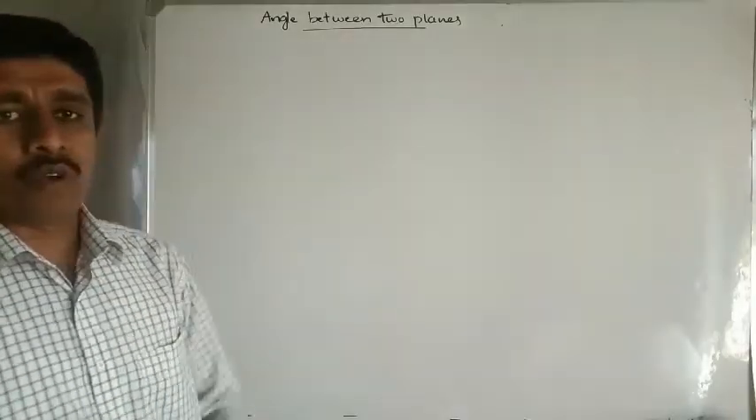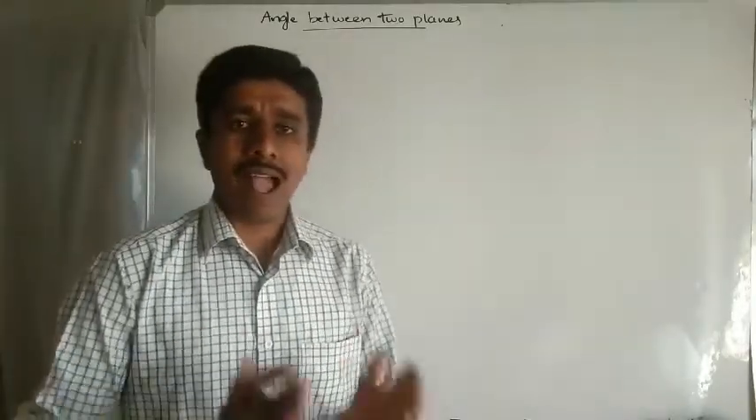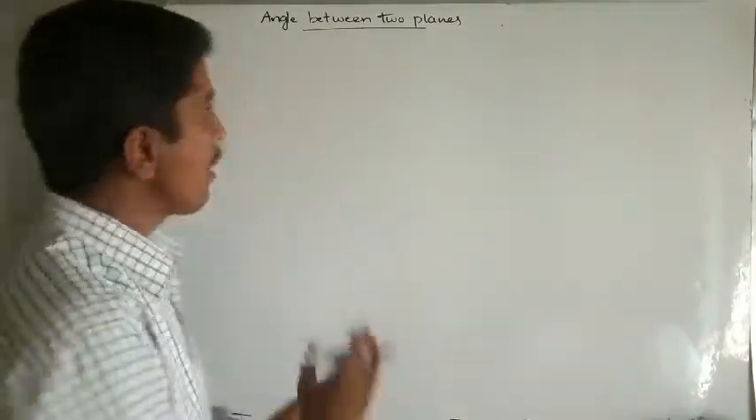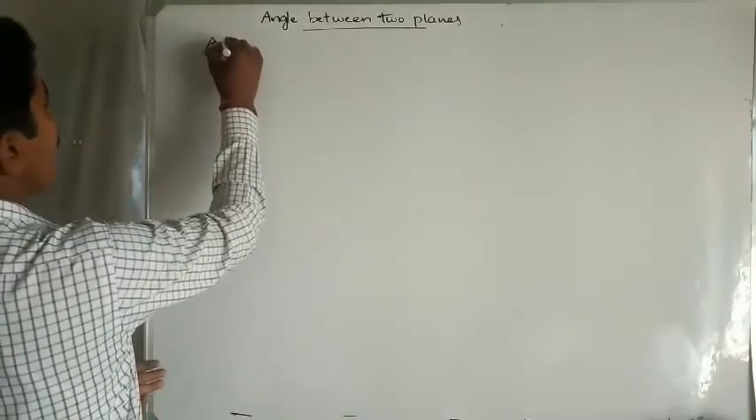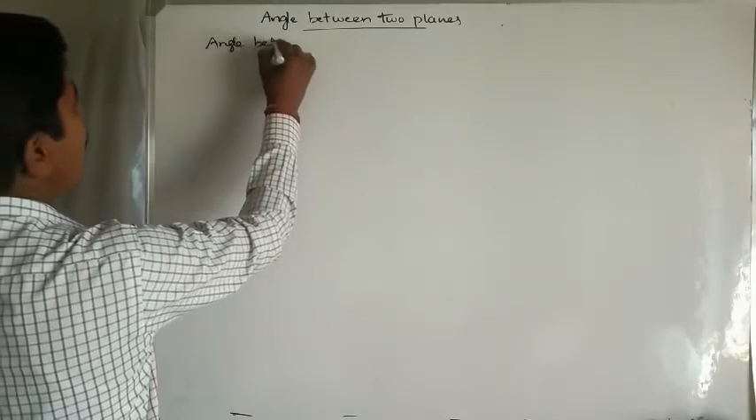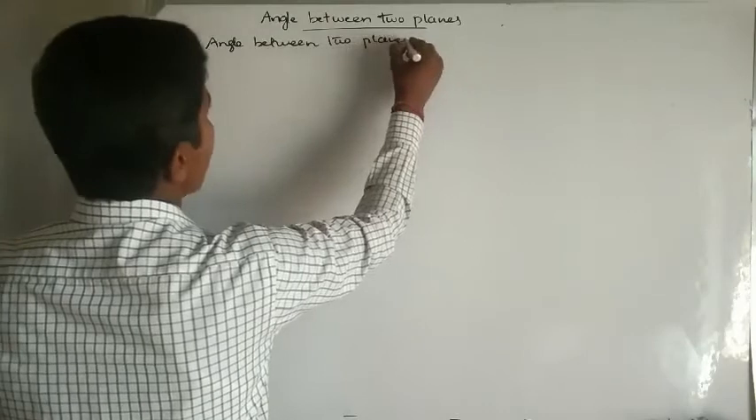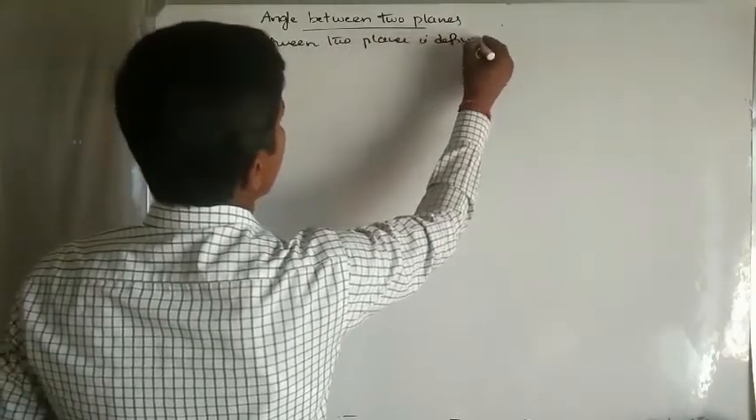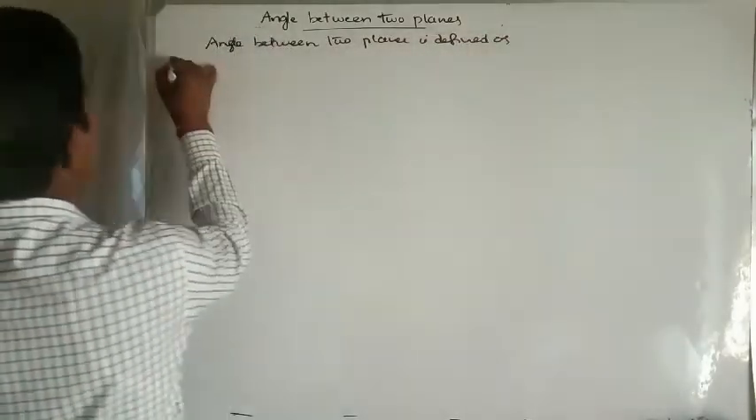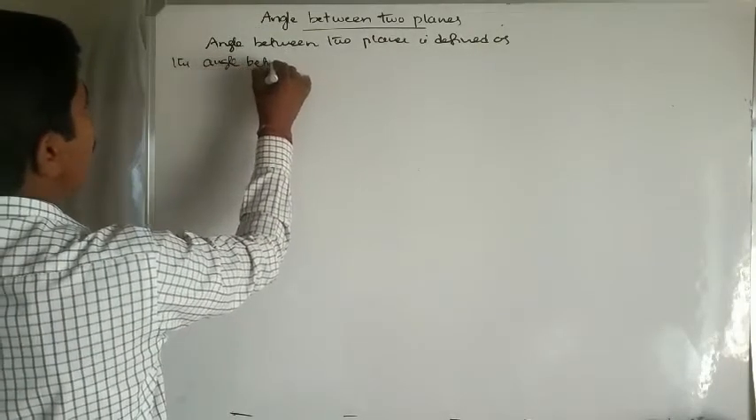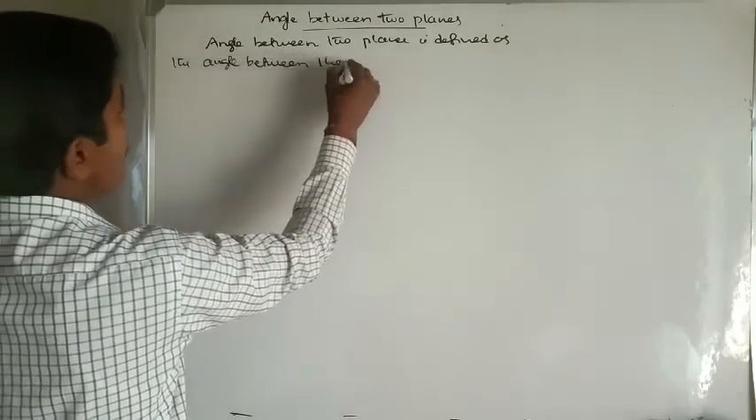So angle between two planes is nothing but the angle between normals of the two planes. It is defined as the angle between their normals.